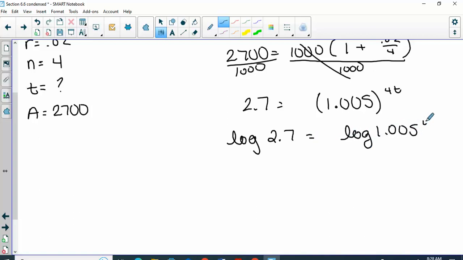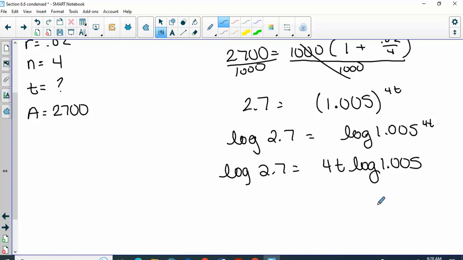And you could do natural log, but there's no real benefit here because we don't have it. Wouldn't the 4T go up front? Mm-hmm. And then, isn't this like the problem we've been solving? Divide by log 1.005. I'm going to divide by my 4 at the same time, but you could do it in 2 separate steps.